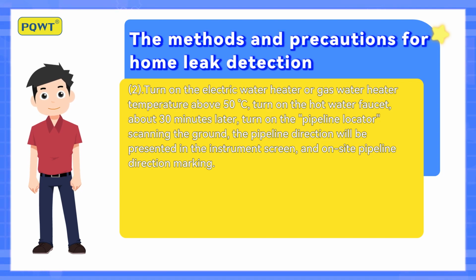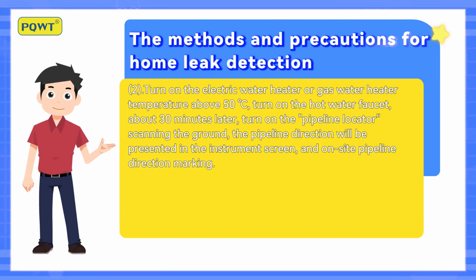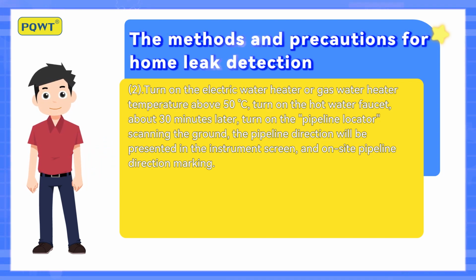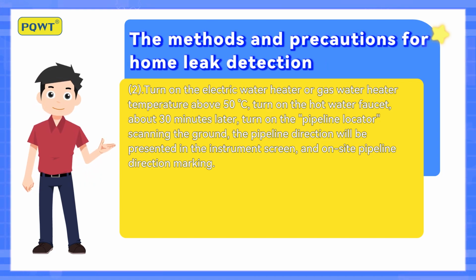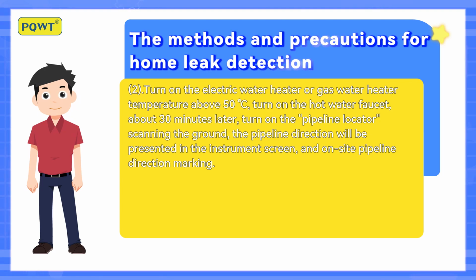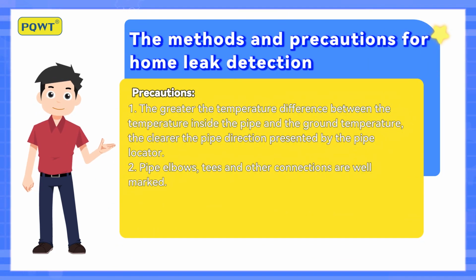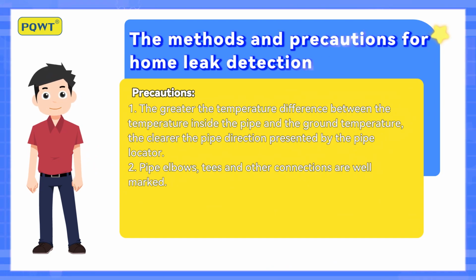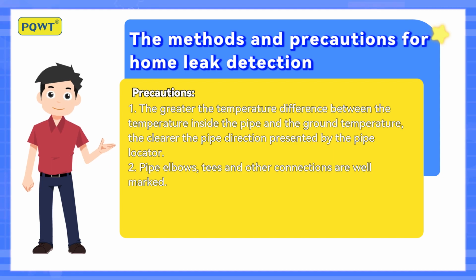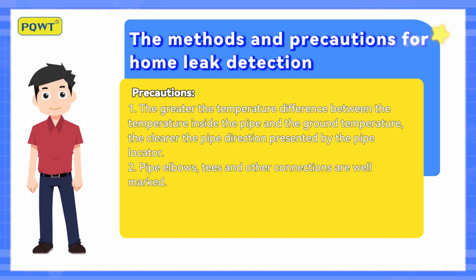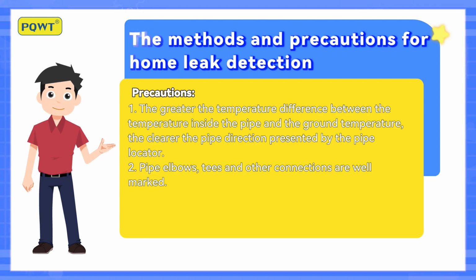2. Turn on the electric water heater or gas water heater with the temperature above 50 degrees centigrade. Turn on the hot water faucet. About 30 minutes later, turn on the pipeline locator. Scanning the ground, the pipeline direction will be presented on the instrument screen and marked on site. Precautions. 1. The greater the difference between the temperature inside the pipe and the ground temperature, the clearer the pipe direction presented by the pipe locator. 2. Pipe elbows, joints, and other connections should be well marked.